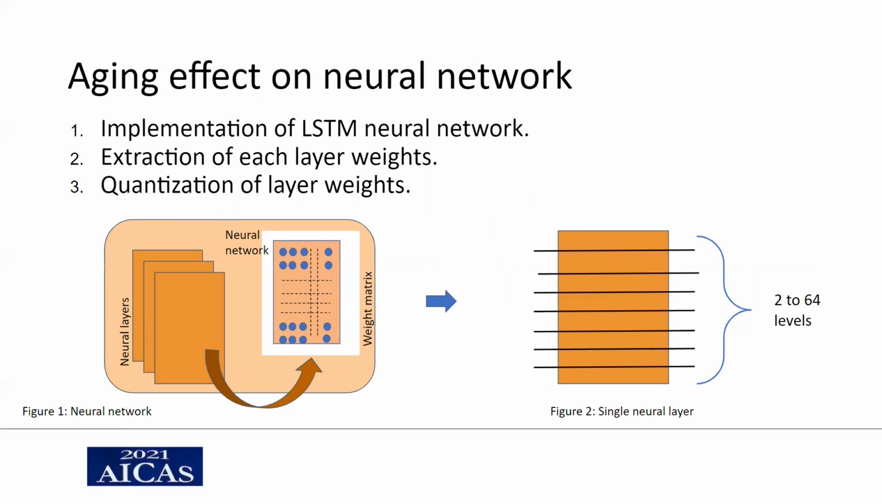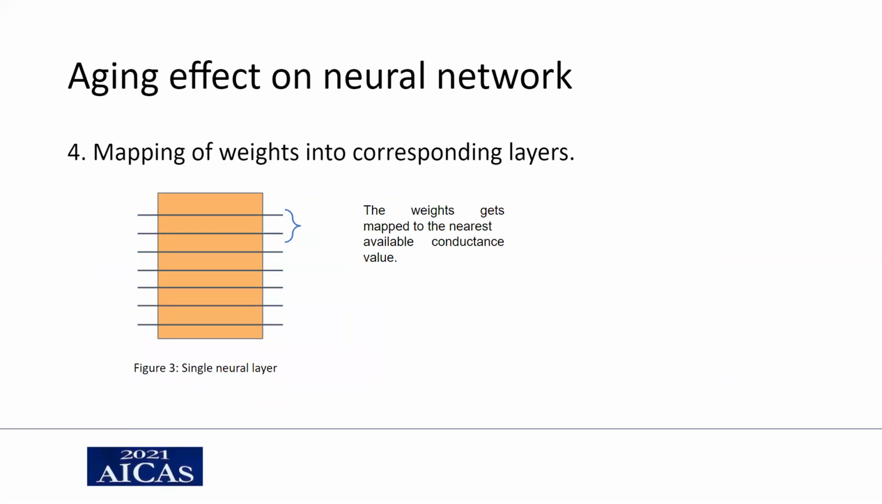As I told earlier, this is the neural network structure, and we take out each layer and quantize the n cross m matrix of weight values into 2 to 64 levels. We have considered a minimum of 2 and a maximum of 64 levels. Next is the mapping process. We have mapped the layer weights into adjacent conductance levels. Hence, till now, we have mapped the weight values into conductance, and we are getting a finite number of conductance levels. Then the process starts of how we can apply the aging to the conductance levels.